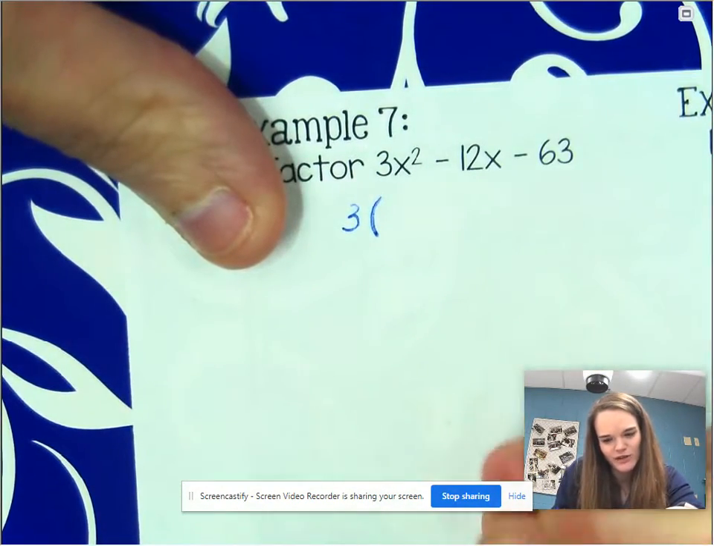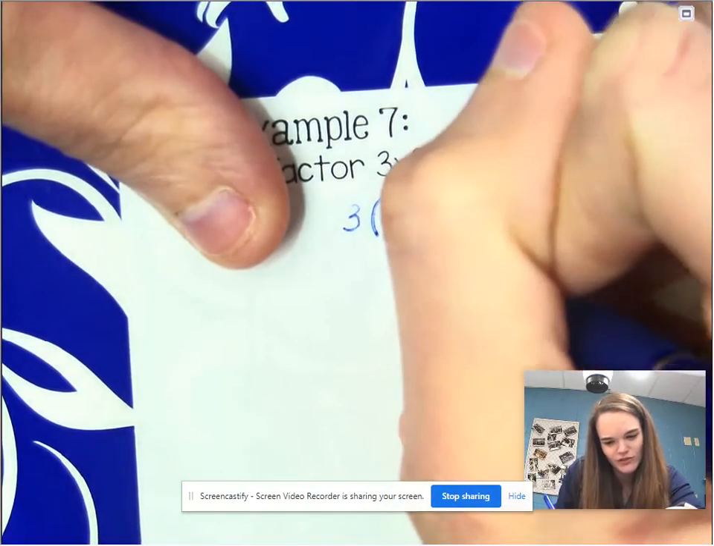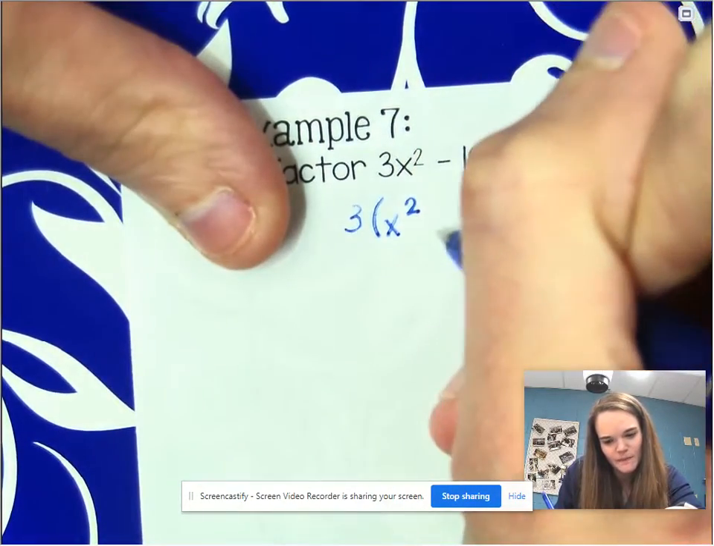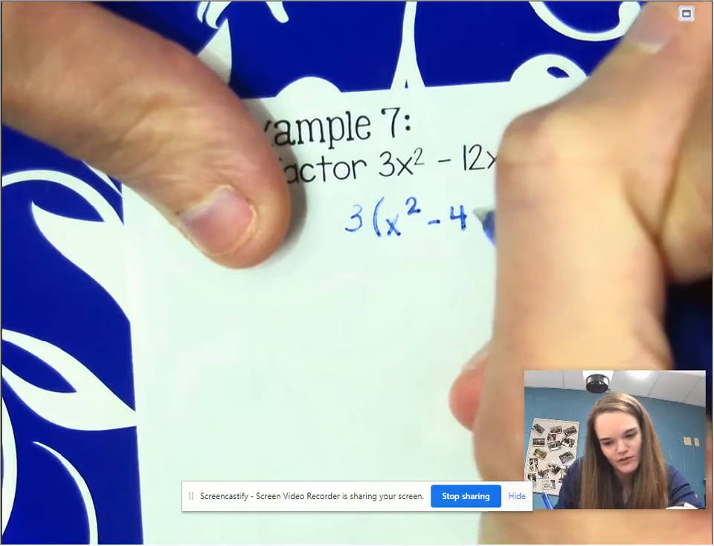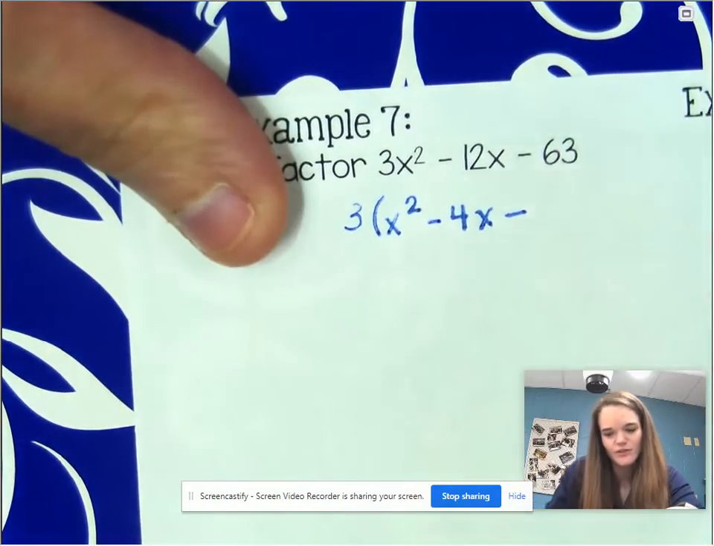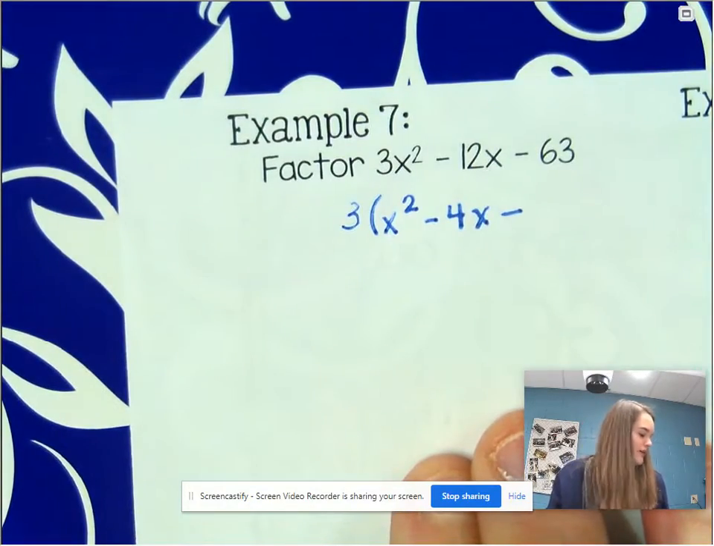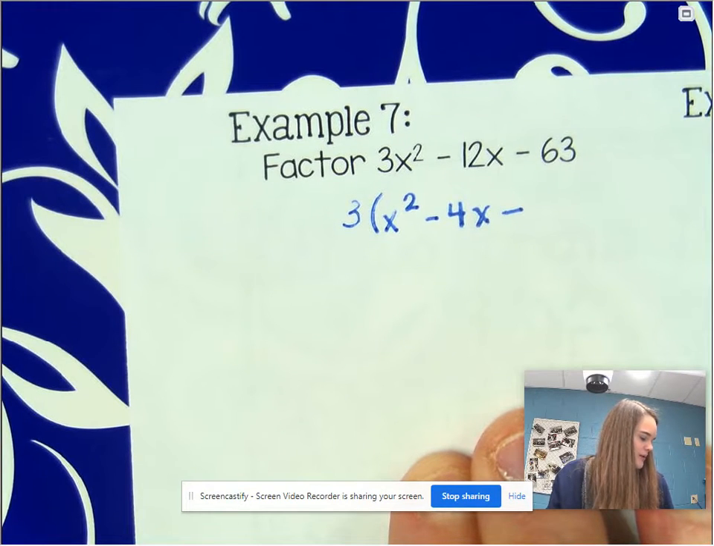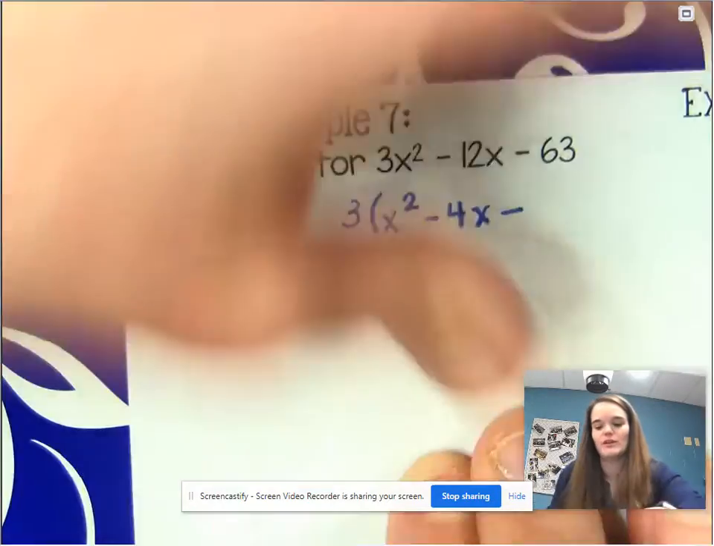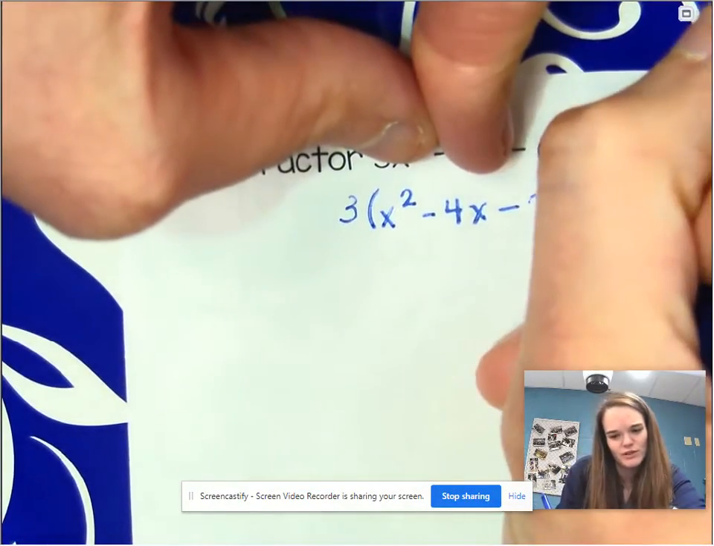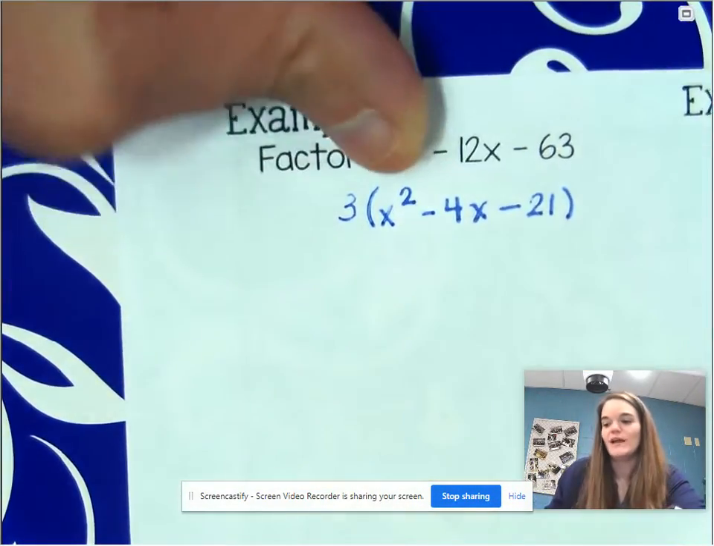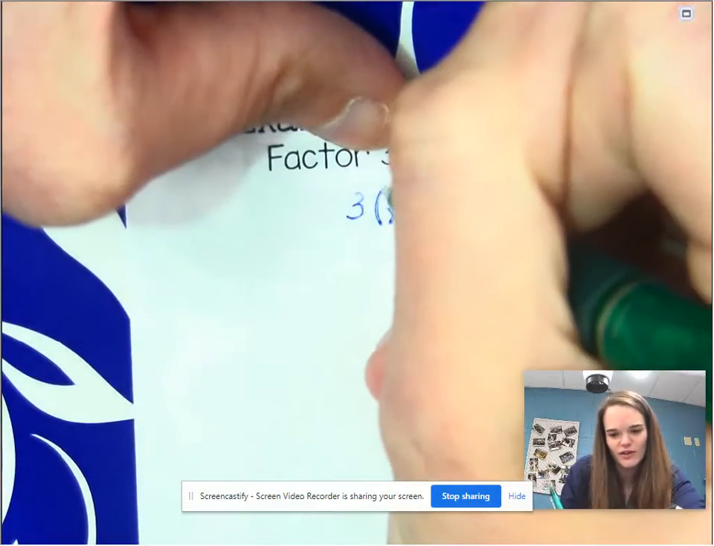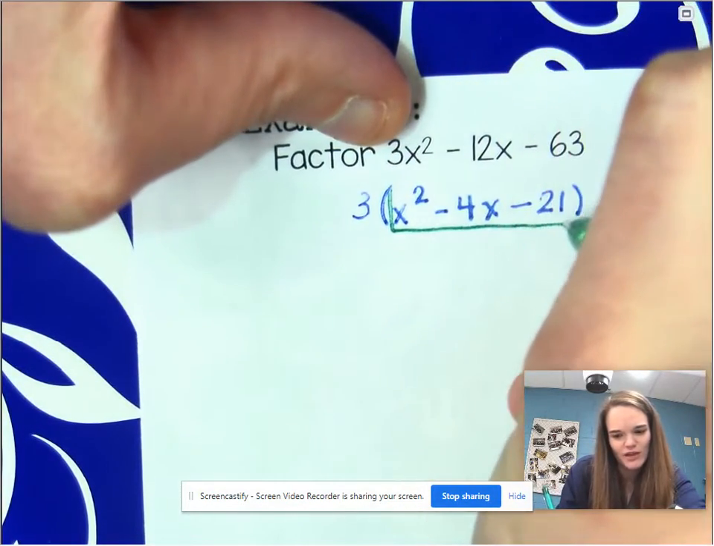So when we factor out 3, I have x squared minus 4x minus, 63 divided by 3 I think is 21. But, I better check. Sometimes I do my arithmetic wrong. Not the best thing to admit. 21. All right, now I have to factor this inside the parentheses.